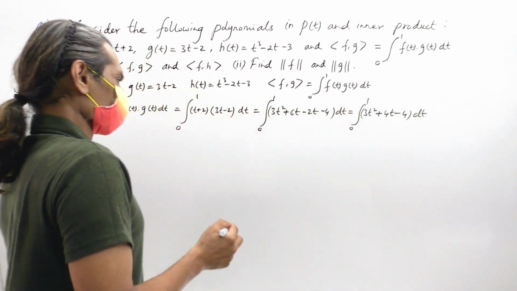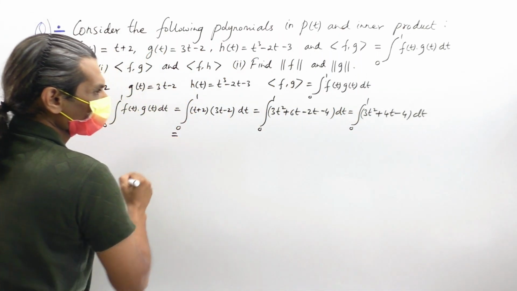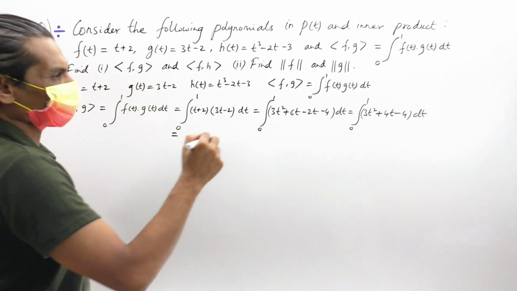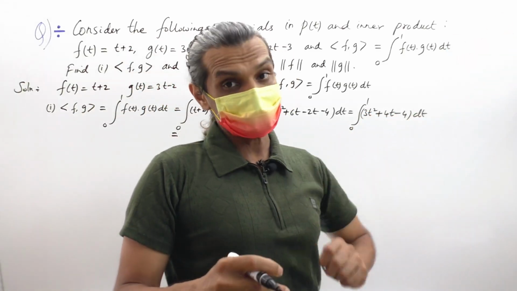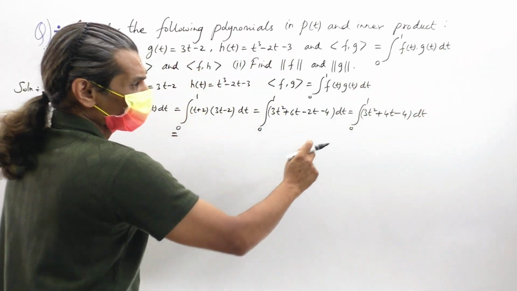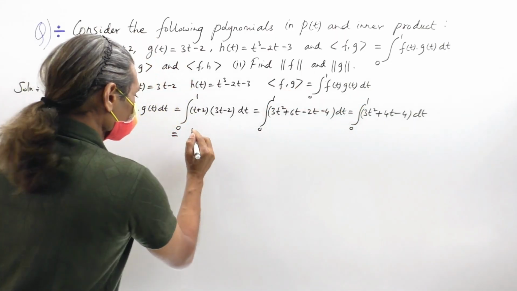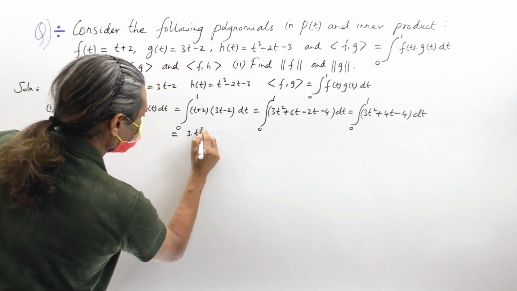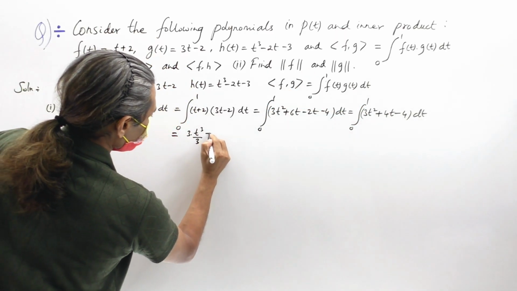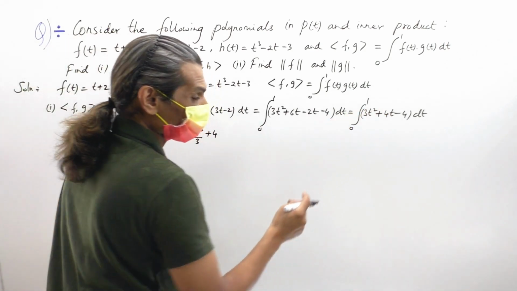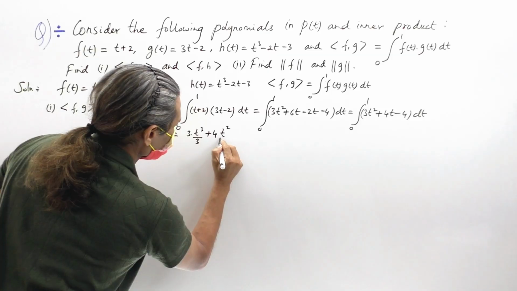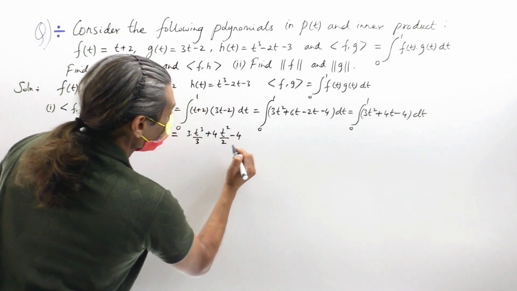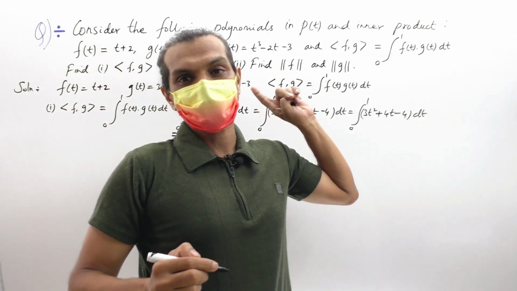So when I integrate this now, see, the integration of t to the n dt is t to the n plus 1 over n plus 1, very simple integration. Okay, so t square will be t cube by 3. So this will be 3 into t cube over 3 plus 4 times the integration of t, which is again t square over 2, minus 4 times the integration of 1.